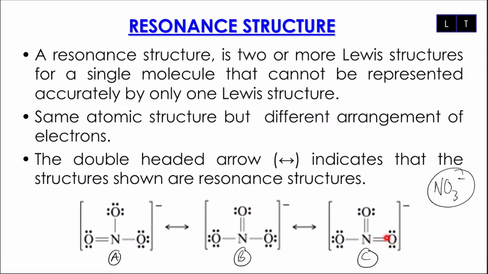So you can see that the arrangement of electrons is different. It means that this structure is still the same based on its atoms, but it has a different arrangement of electrons. So that is why I'm going to indicate it by using a symbol or sign, a double-headed arrow here. This one and this one. So this is how we can understand that the Lewis structure for NO3 minus is somewhere between these three structures. That is what I mean by resonance structure.